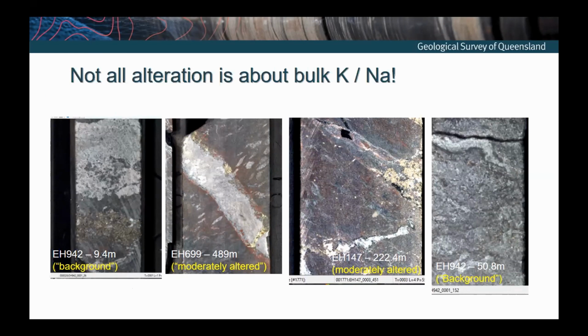And here are several images typifying so-called background or moderately altered rocks. And you don't need to use anything but your eyes to see that they're not particularly unaltered rocks. So they're quite obviously very seriously affected by hydrothermal alteration. So that's where mineralogy, continuous spectral mineralogy comes into play.